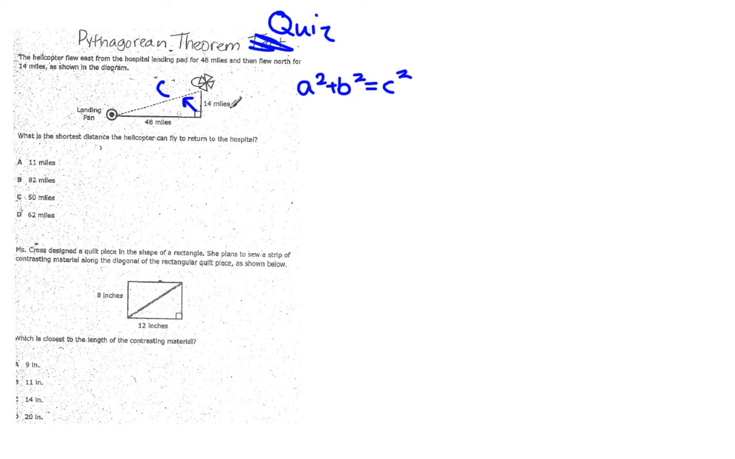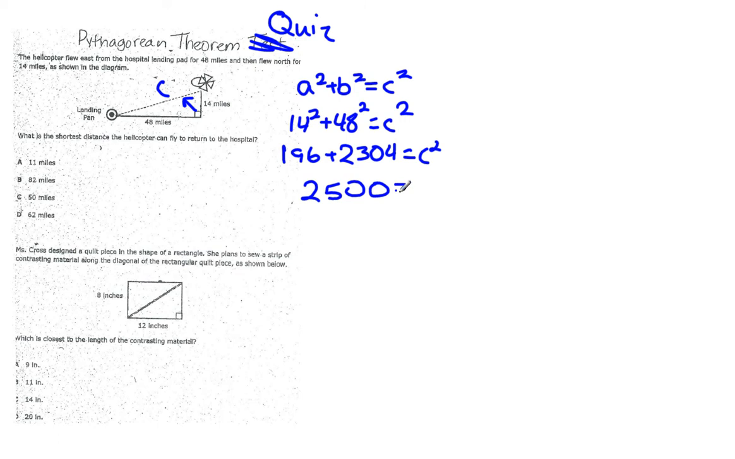14 and 48 are the two sides that meet at the right angle, so those have to be our legs. We square our two numbers. 14 squared is 196. 48 squared is 2304. You can work that out if you don't believe me. And then we add these together. This comes out perfectly as 2500.